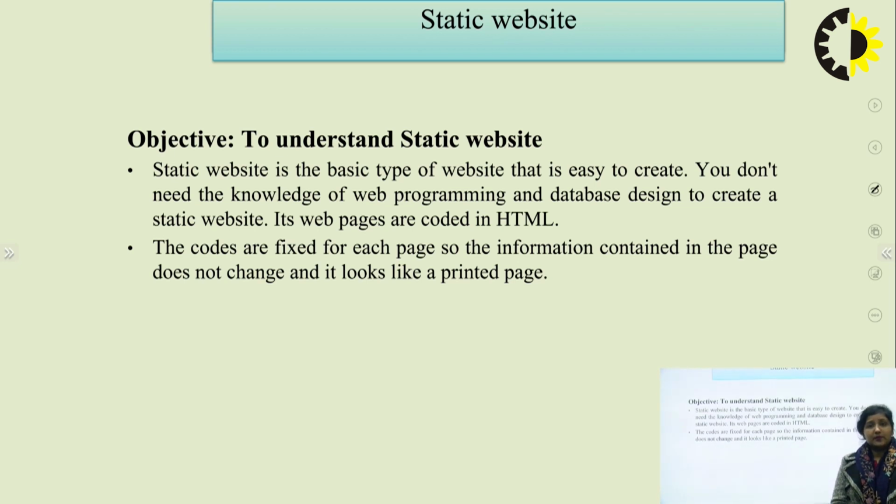Now, what will be the dynamic website? On the contrary, the content of the dynamic website will be changing dynamically. What does it mean? It means that the data will be updated regularly. For example, a news website is a dynamic website since the data keeps on changing regularly. The static website is the basic type of website and it is easy to create because the data is not to be modified again and again. The codes are fixed, they do not get changed, and it more or less looks like a printed page.